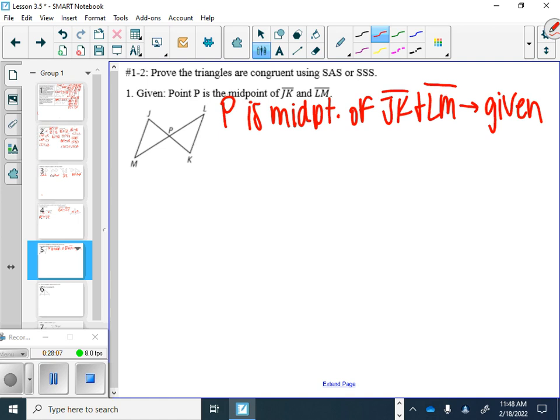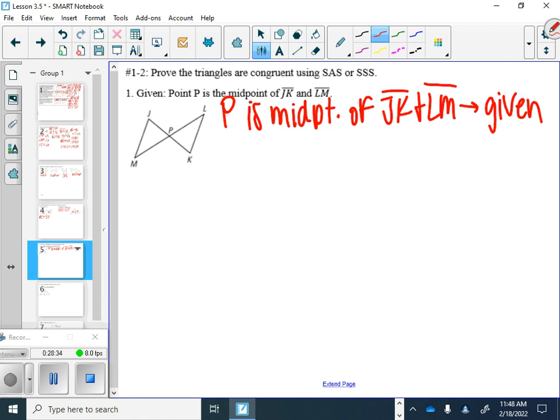So the very first step of a proof is always write down your givens. If you can't do anything else with a proof, you can at least write down your givens. If you can't do anything, you can at least write that statement out again. Alright, now let's keep going. Now let's talk about what that means.